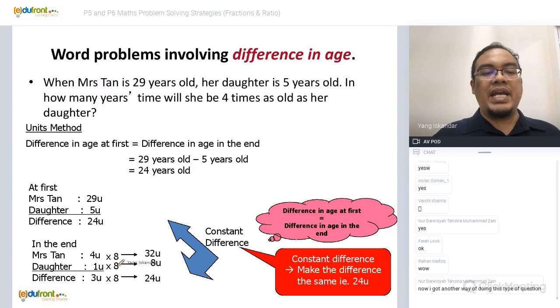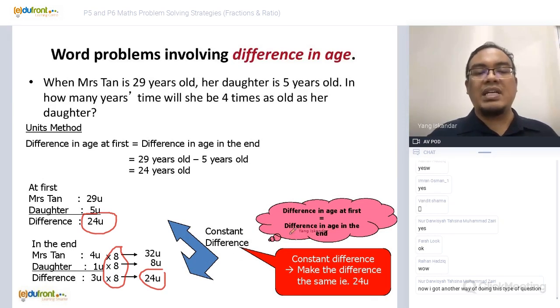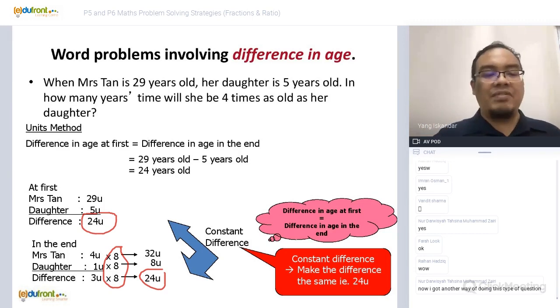Okay, so how? Times 8, right? Because 3 times 8, you get 24. Why? Because we are making the difference the same. When you times 8, everything also you must times 8. That's why you get 32. 4 times 8, you get 32. 1 times 8, you get 8 units. Okay, so that's why using the constant difference strategy is by making the difference the same. In this particular instance, the difference is 24. The lowest common multiple is 24. Then from here, we can compare.